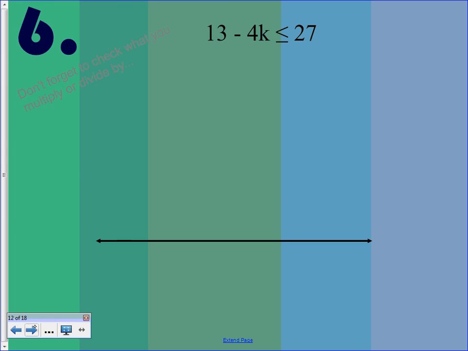Okay, just for practice, I want you to try this one on your own. It's a pretty straightforward solving equations problem. Note that this 4 with the K is negative, so at some point you're probably going to have to flip your sign. So go ahead and pause the video. I want you to try it and then practice graphing it.